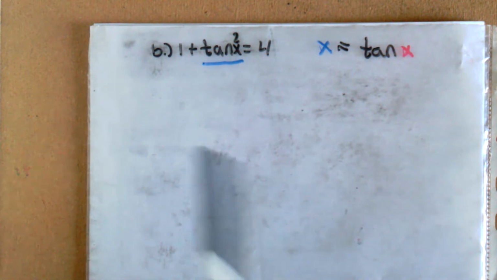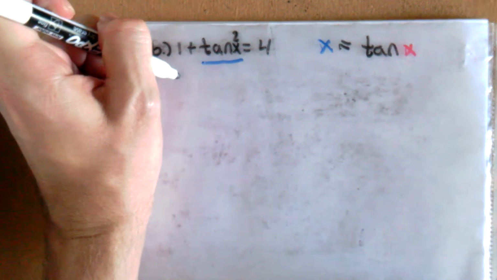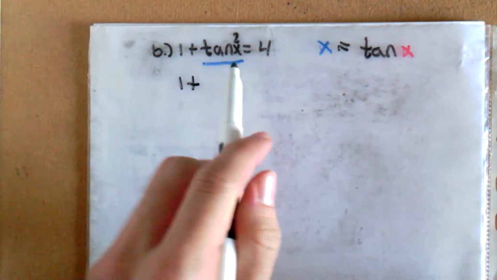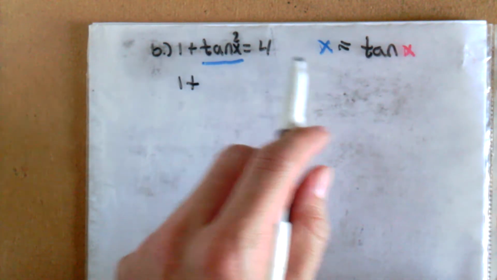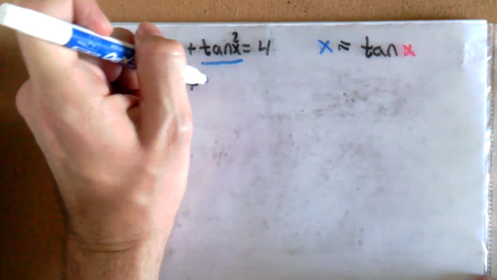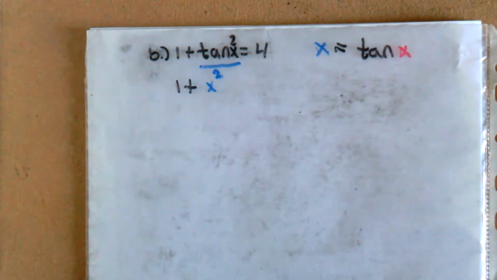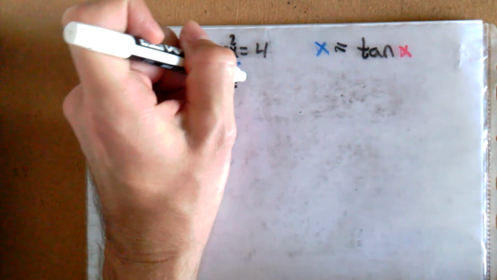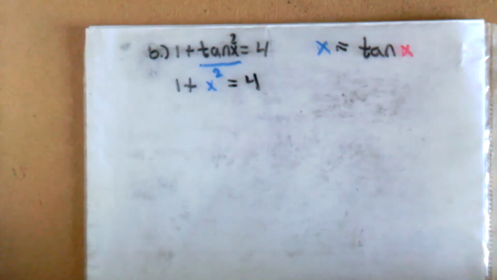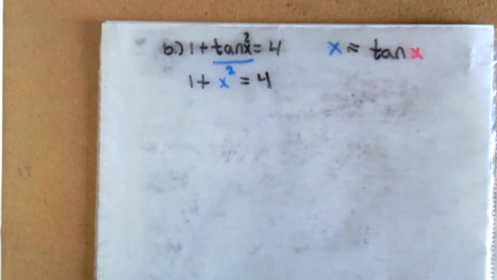Okay, so let's go ahead and rewrite this problem using x instead of tangent. So it's going to be 1 plus, since we had tangent x squared, our x should be squared, because x is now tangent. So we have 1 plus x squared equals 4. Okay, now again, we have an equation that we know how to solve.